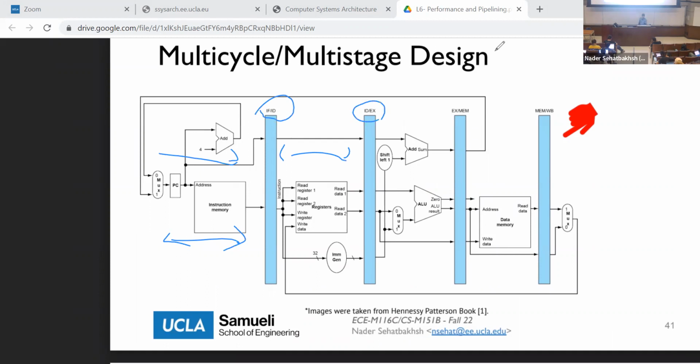This one is the intersection between decoding and execution, because this part is the execution and this part is decoding. This is the intersection between your execution and your memory, and this part is the intersection between your memory and your write back. Okay, so we call them by these names to distinguish and differentiate between them. So that's something to remember. Now let's move on to how this helps, and how we actually implement this.